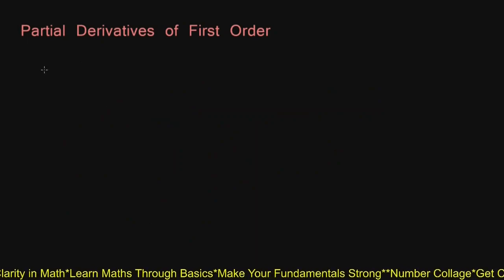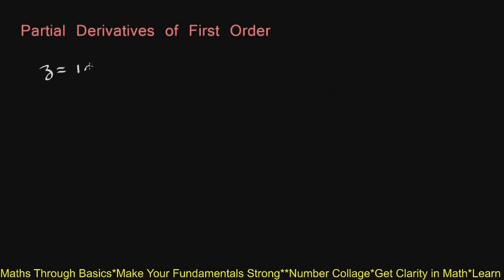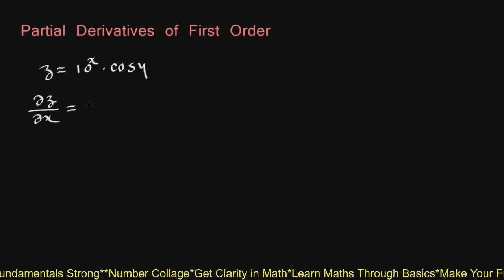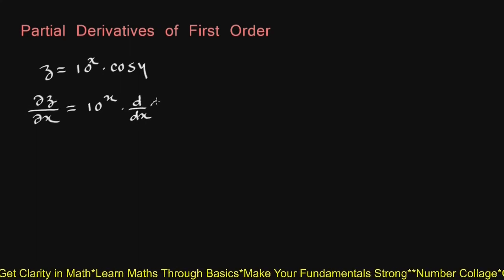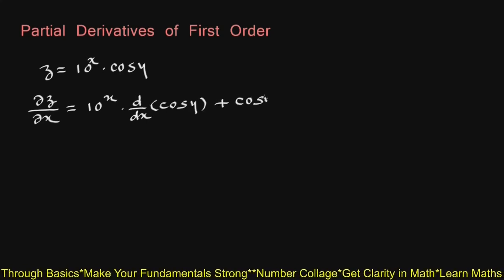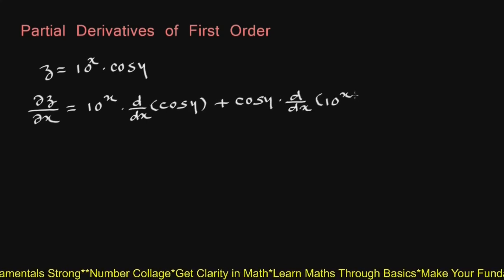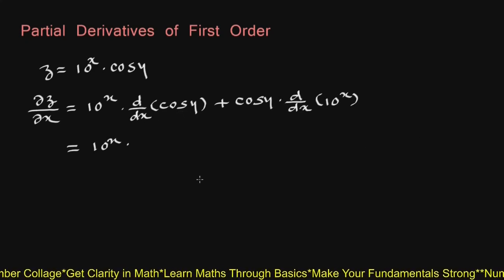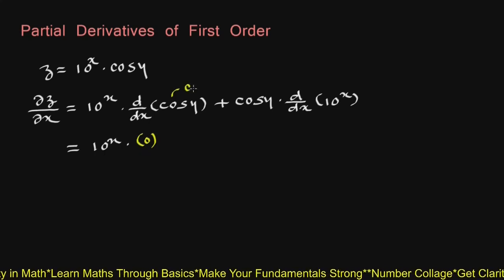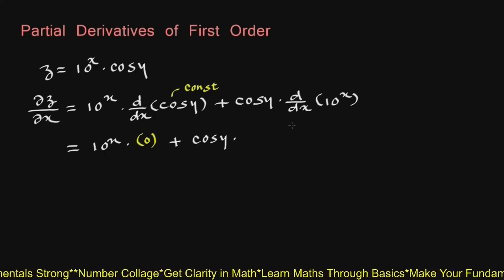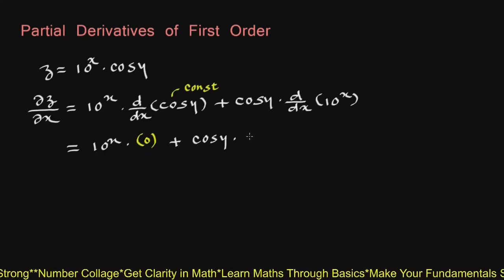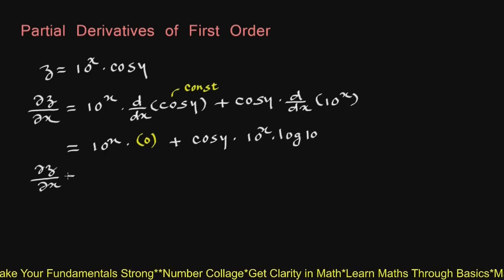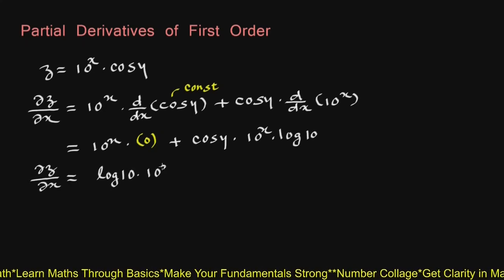Partial derivative of z equals tan raised to x cos y. First dou z by dou x, by product rule: tan raised to x d by dx of cos y plus cos y d by dx of tan raised to x. d by dx of cos y is 0 because cos y is constant, plus cos y into d by dx of tan raised to x is tan raised to x log 10. So dou z by dou x is log 10 tan raised to x cos y.